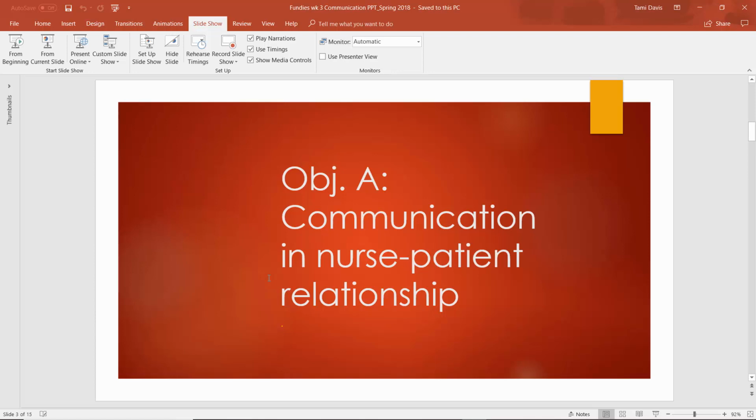Well, one way to evaluate our communication style is through the use of a process recording. This is a tool where our conversation is transcribed, and then we analyze the conversation, looking for cues for both therapeutic and non-therapeutic communication that might have taken place.